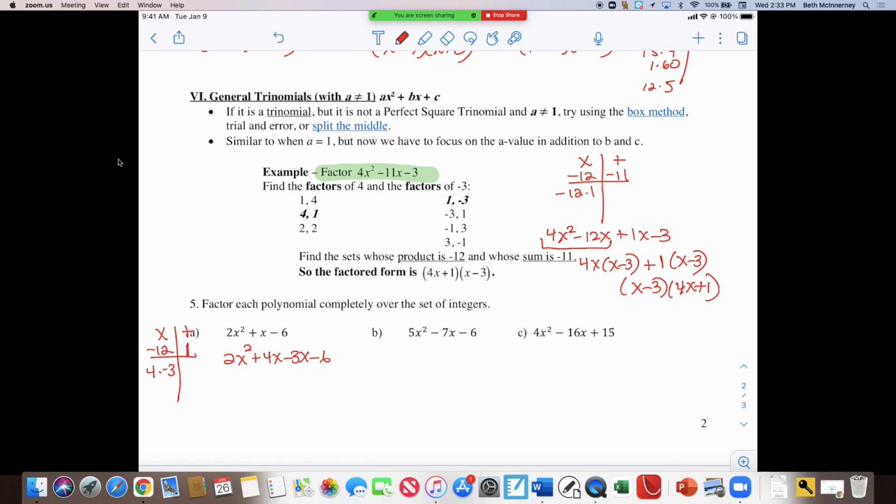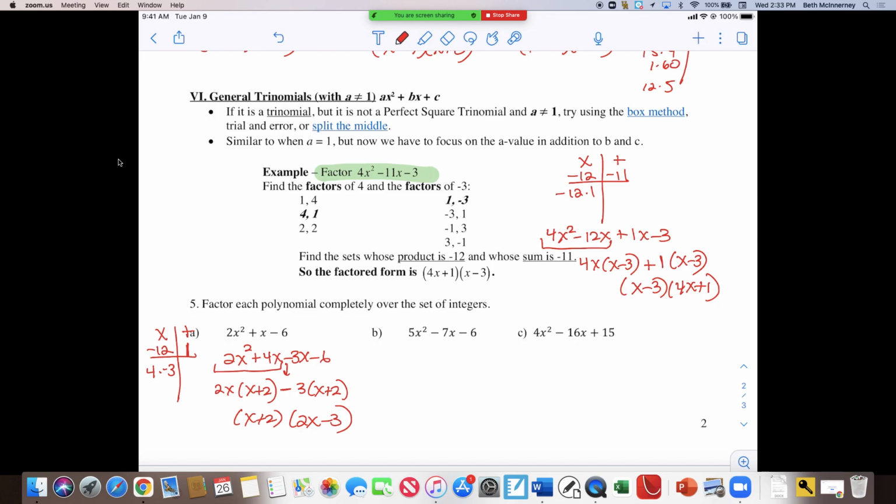And if you're working on the trial and error, you would put 2x and x and just do some guess and checks. Remember that you write down the middle operation sign, and when that middle operation sign is a minus, notice that that flips the last sign. Anytime the middle operation sign is a minus. So I get x plus 2 times 2x minus 3.